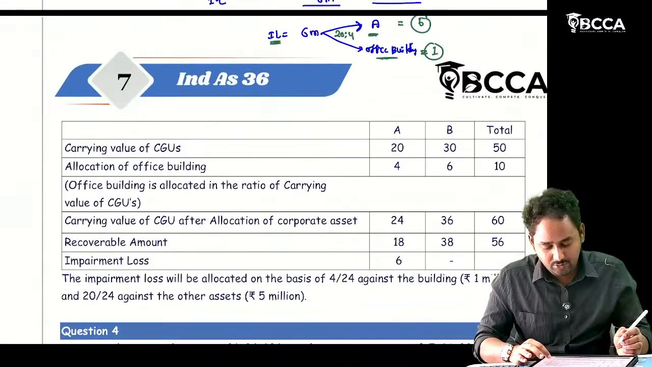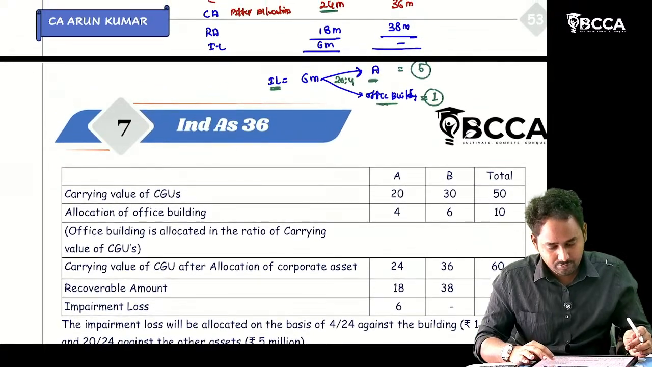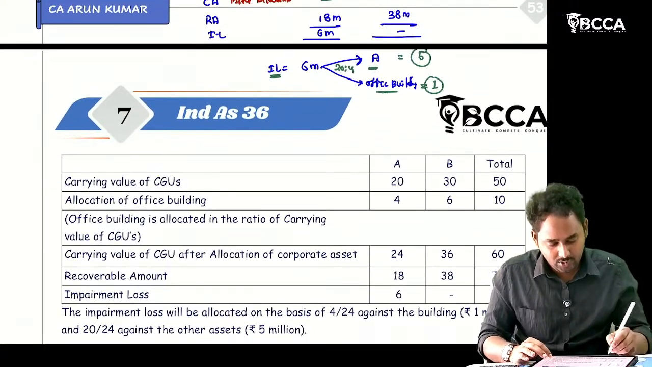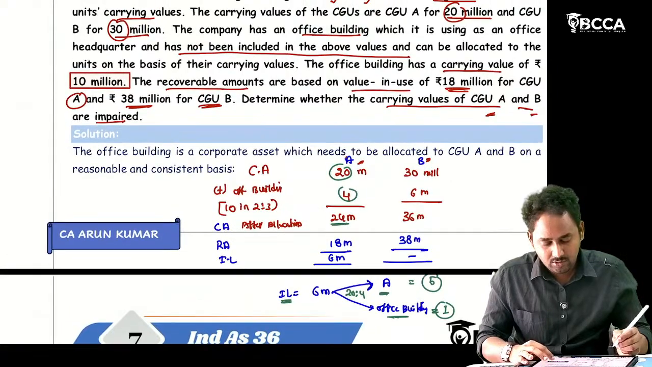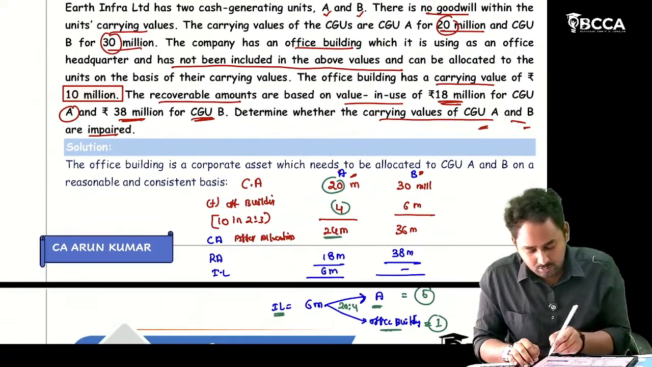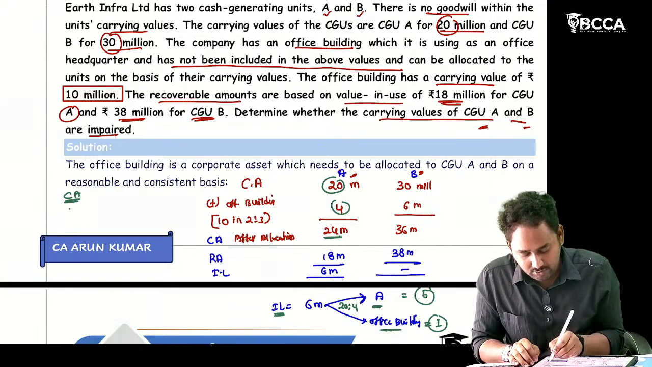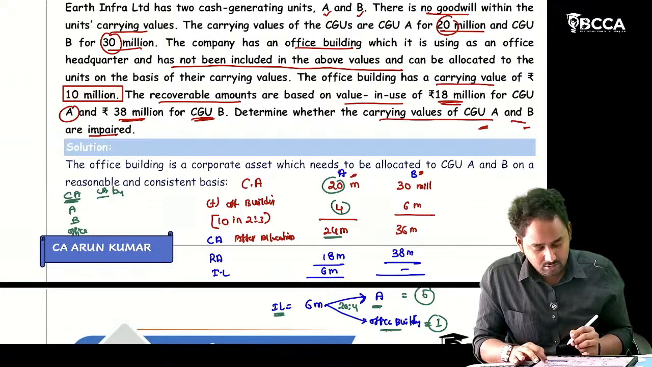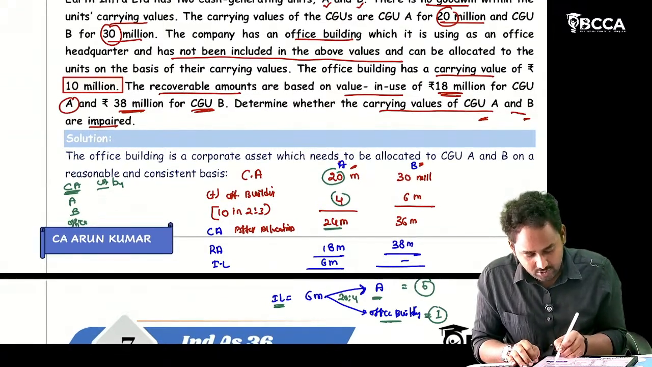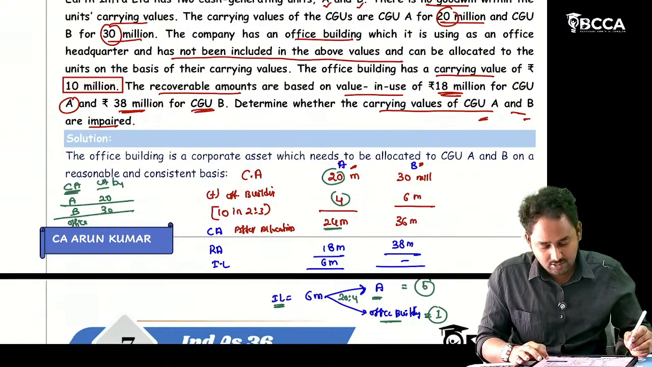So the carrying amounts of... so I got the impairment loss of 6. So let's see what are the carrying amounts after impairment loss. So the carrying amounts after impairment loss for A, B and office building. So carrying amount before allocation: before allocation it is 20 and it is 30, and as well as for office building, the carrying value is 10.